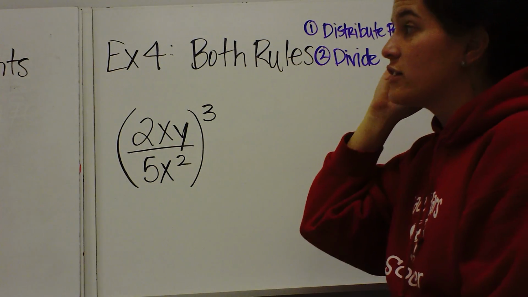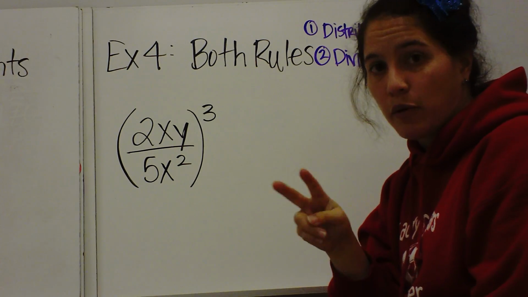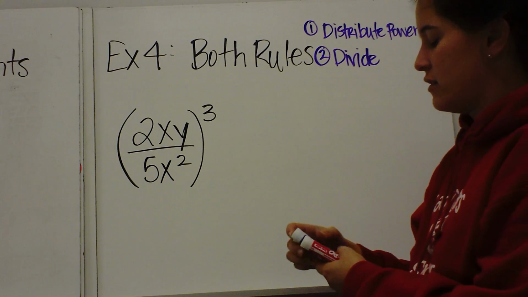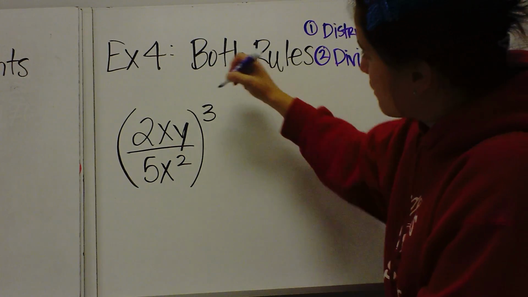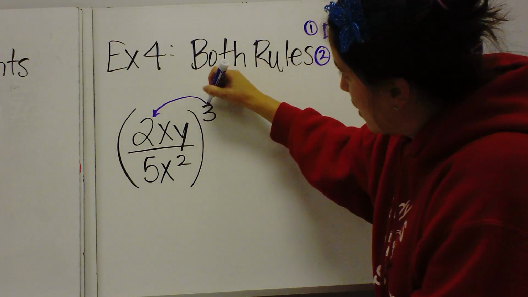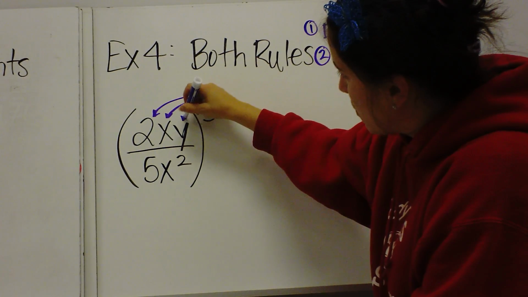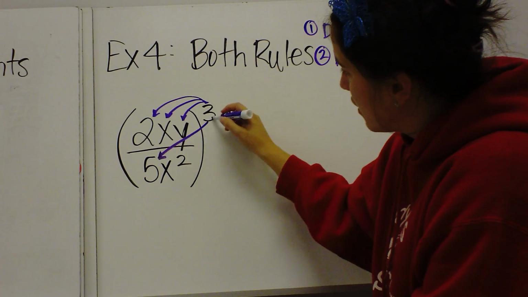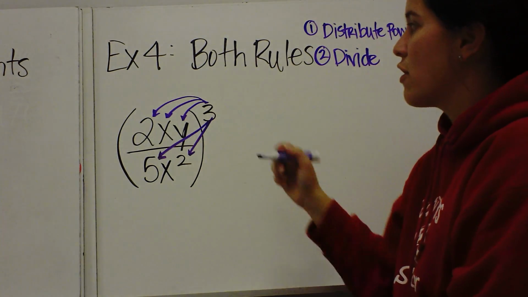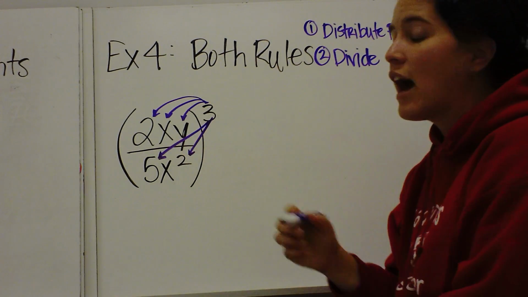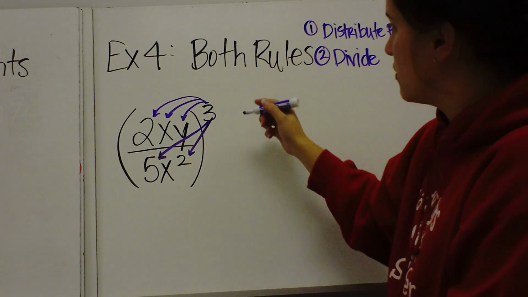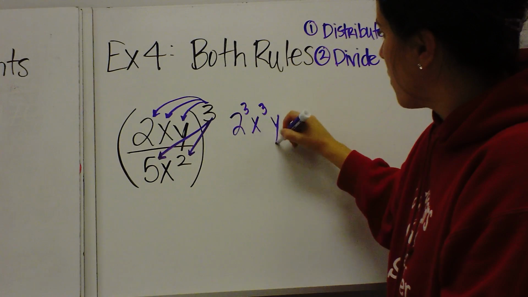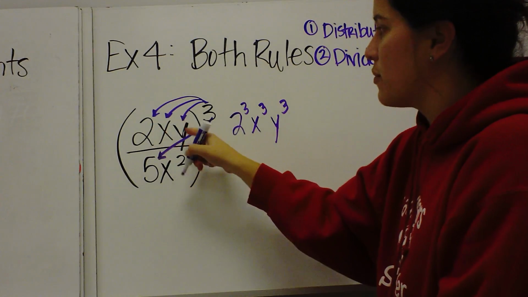Alright, so here is another example with both rules. First you distribute, then you divide. So here we go. We have to distribute it to the 2, to the x, to the y, to the 5, and to the x. So notice that's 1, 2, 3, 4, 5 different terms I'm going to distribute it to. 2 to the 3rd, x to the 3rd, y to the 3rd, because all of these on top are just singular.